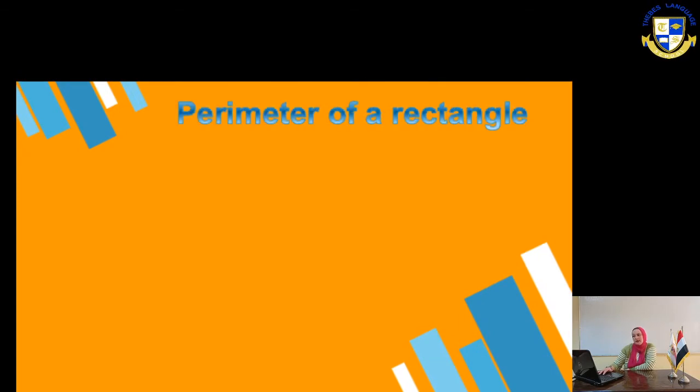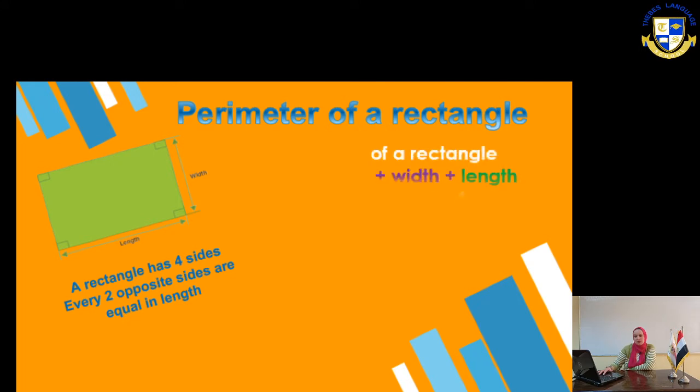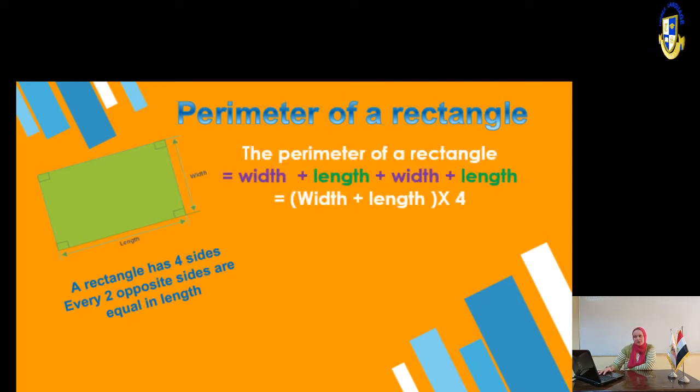Perimeter of a rectangle. The rectangle has 2 dimensions, length and width. Okay. Every 2 opposite sides are equal in length. The perimeter of a rectangle, we are going to make width plus length plus width plus length. Instead of that, we can make width plus length times 2. Okay, this one is wrong. It's times 2. Width plus length times 2.